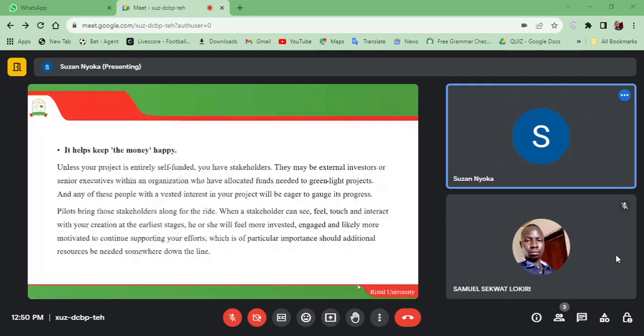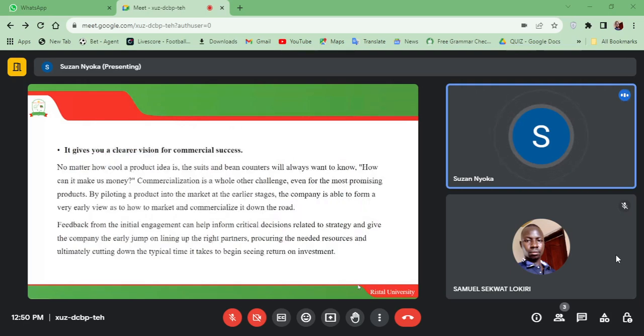So yeah, in this pilot staging, if you involve your donors or the people who are supporting you, your stakeholders, in the process, and they're really seeing the outcome, they're seeing the product, they may give more money to invest because they see a future in the clearer vision for commercial success. No matter how cool a product idea is, the suits and bean counters will always want to know, how can it make us money?